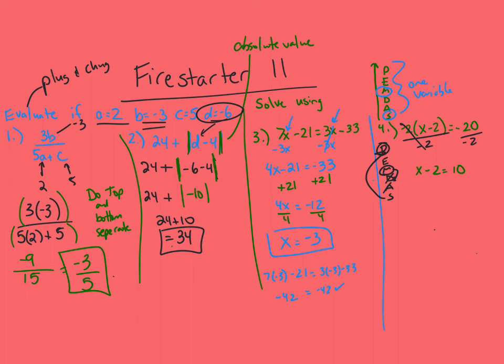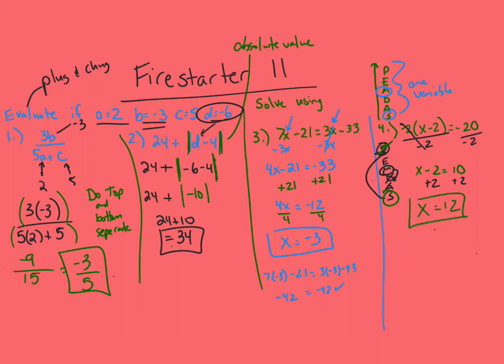So I have x minus 2 equals, I forgot a negative sign. Oh no, it's a positive. Negative over negative is positive, so it should be positive 10. Now, the parentheses are gone, so now I have subtraction. So how do I get rid of subtraction? By addition. So then I end up with x equals 12.